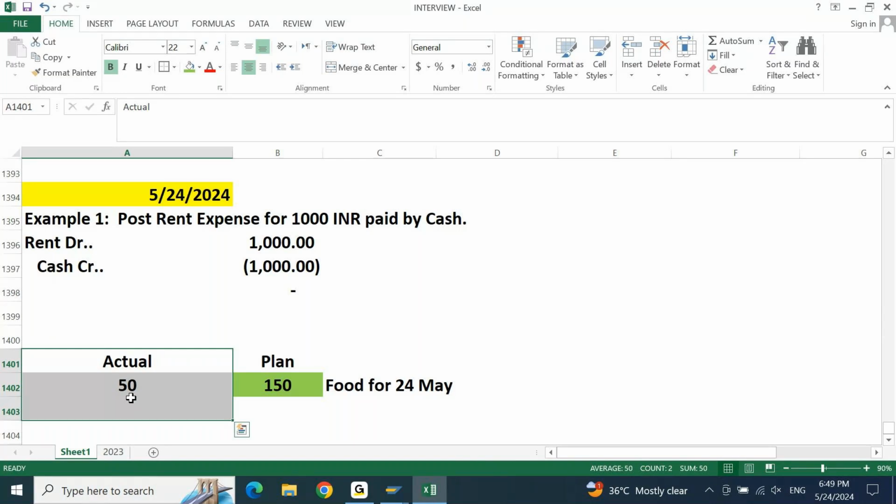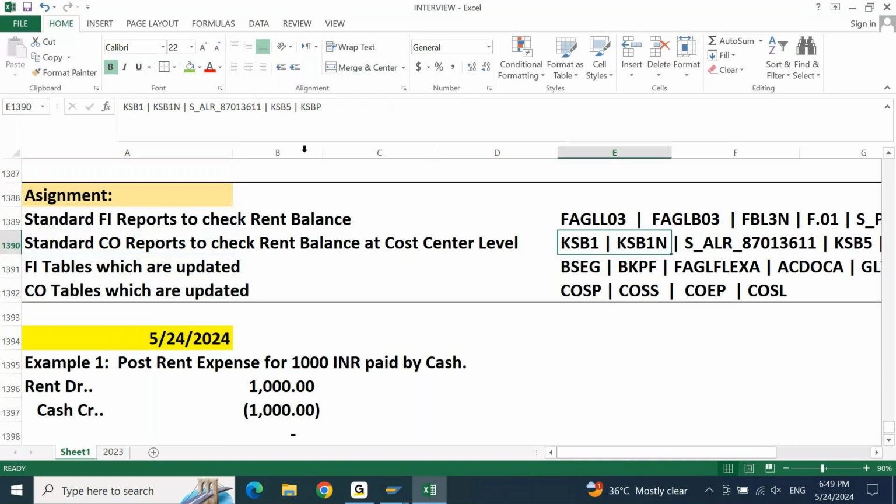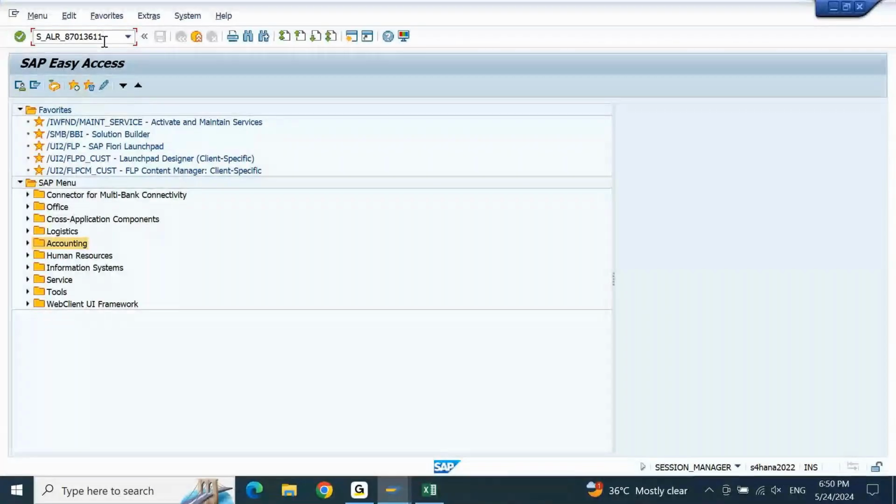Now let me show one report. If I look at this report, this is where we have listed CO standard report. There is something called this report, and this is a very important report. If you are talking about cost center, you must know this report. Without this report, you are not supposed to talk about cost center. Forget cost center accounting if you don't know this report.